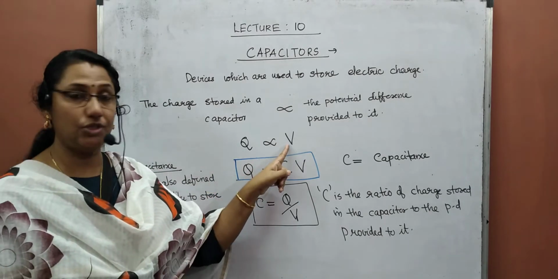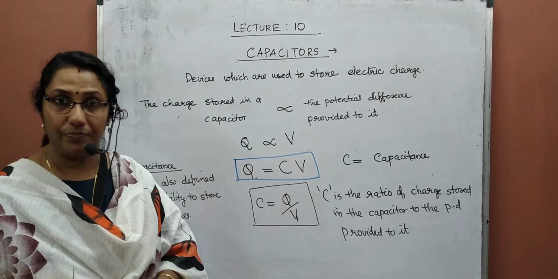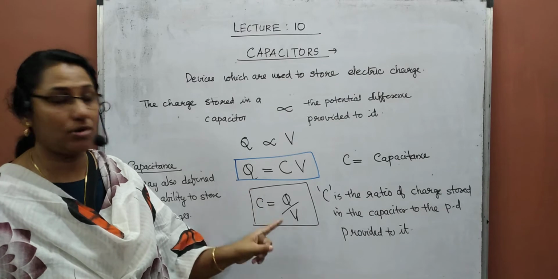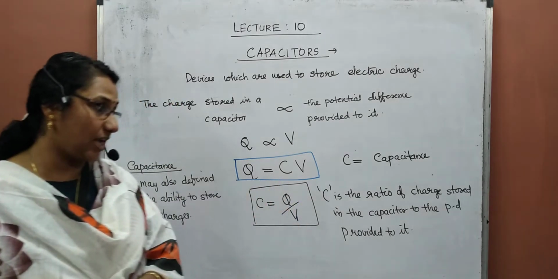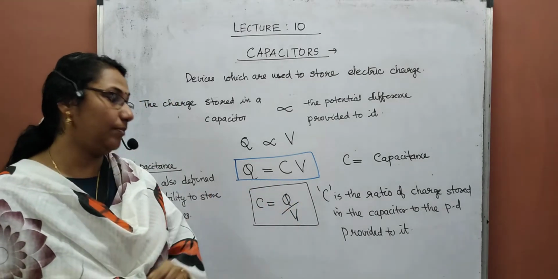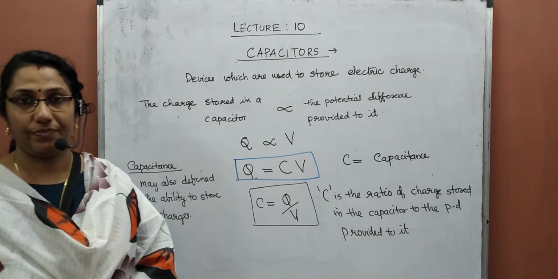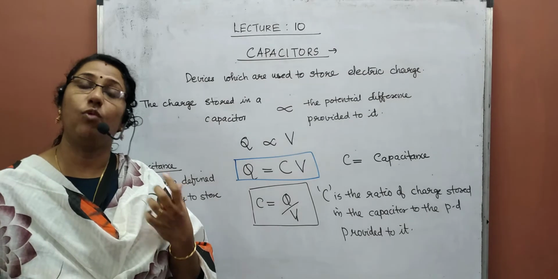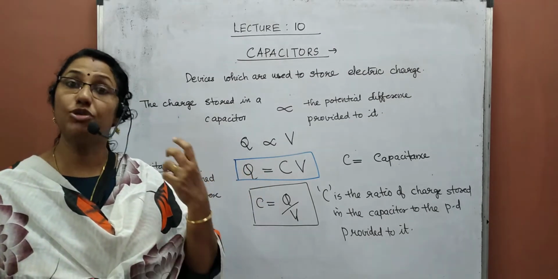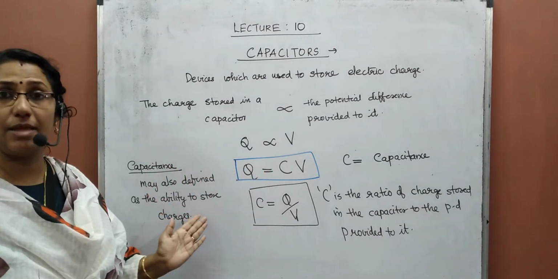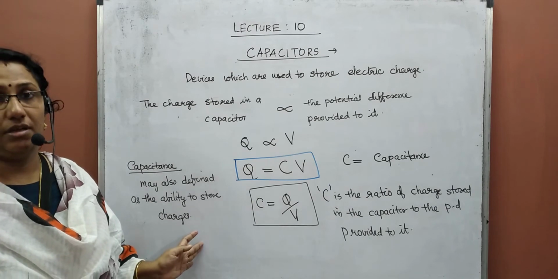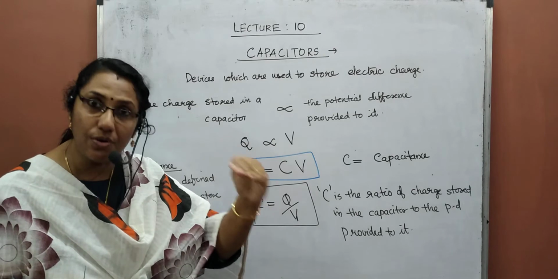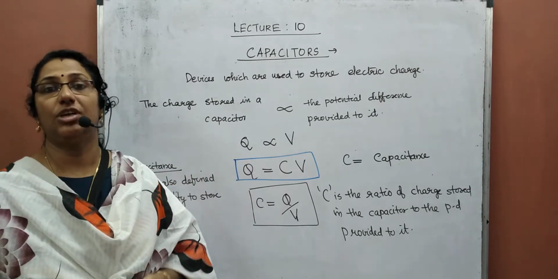Q is proportional to V, Q is equal to CV, where C is equal to Q by V. Therefore, capacitance C may also be defined as the ratio of the charge stored in the capacitor to the potential difference provided to it. Is it clear? So now we know what is the capacitor and what is its capacitance. How to define capacitance? It may be defined as the ability to store the charge, or numerically, as the ratio of charge stored in a capacitor to the potential difference provided to it.